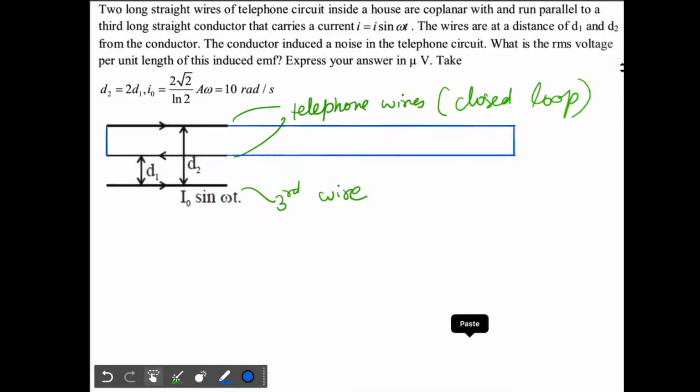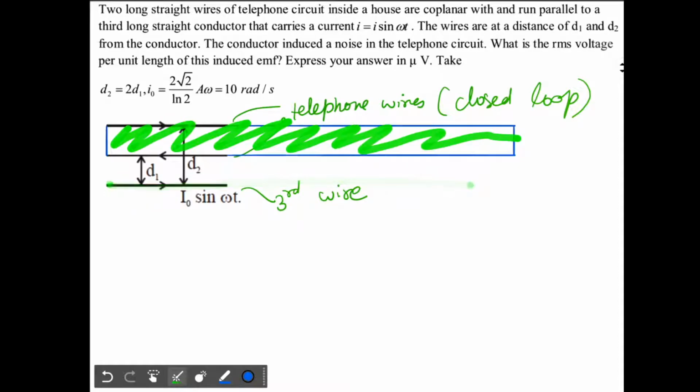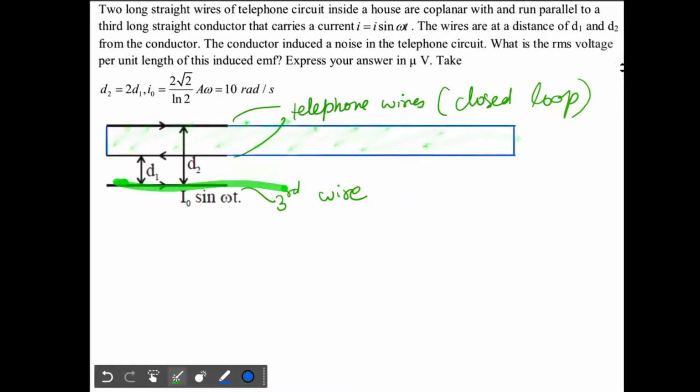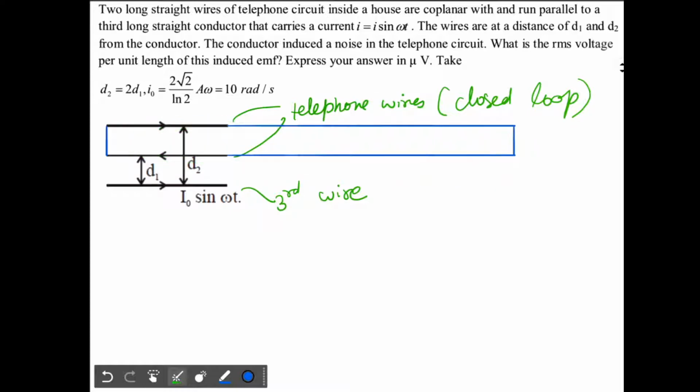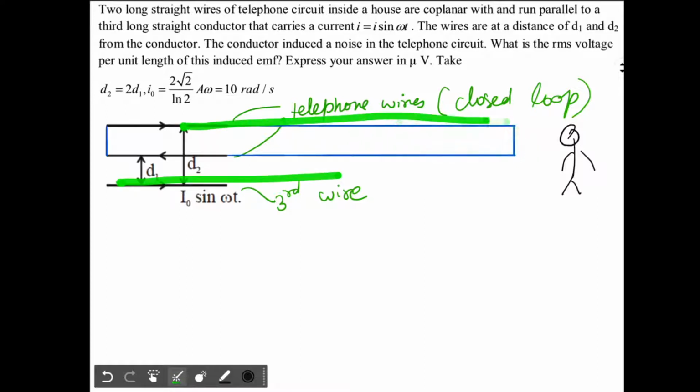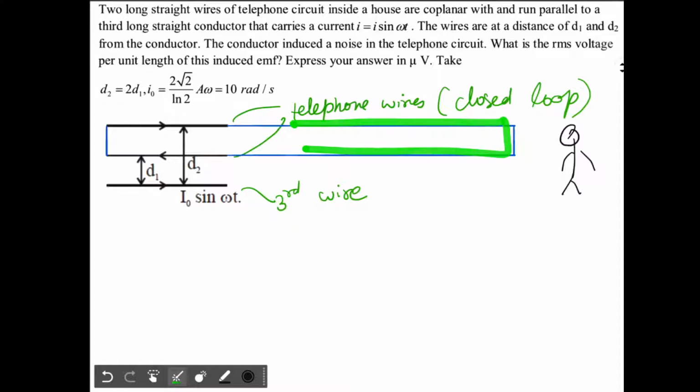So it's a long rectangular loop, and this wire is creating magnetic flux in the loop. If the current in this wire changes, the flux through this loop changes, and therefore there will be an induced EMF in the loop. If you are talking to a friend through this telephone line, because of this third wire there will be some current induced in the loop, and on your side you will be hearing some extra noise in your phone speaker because of this induced EMF.